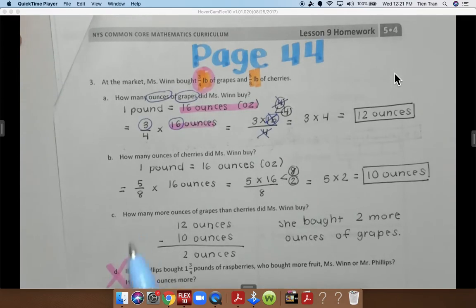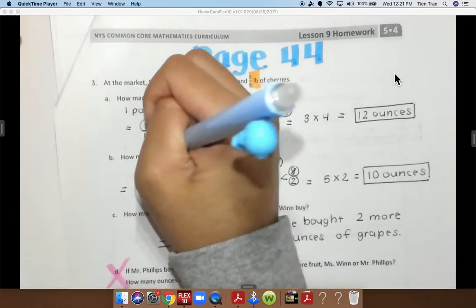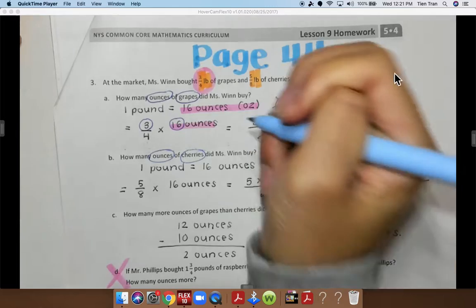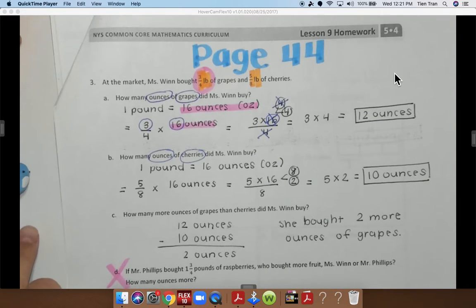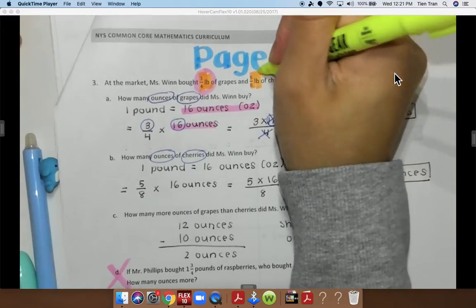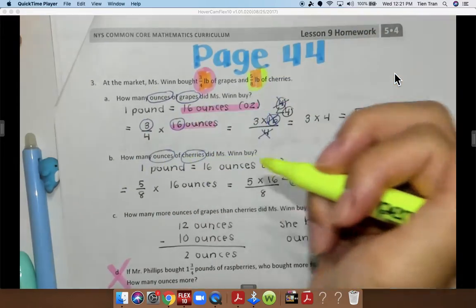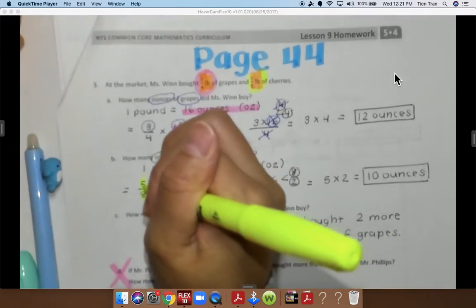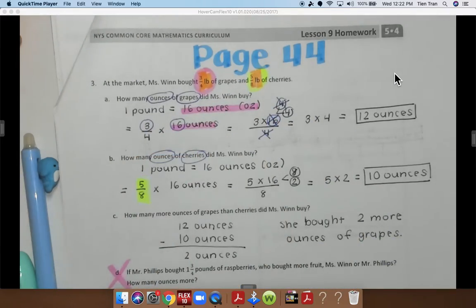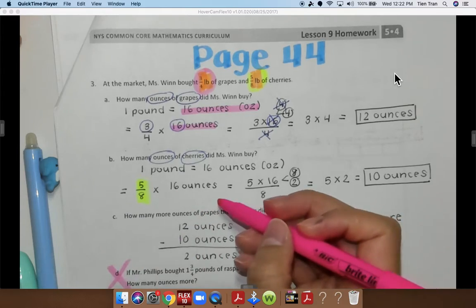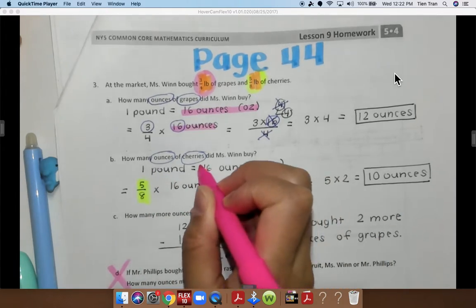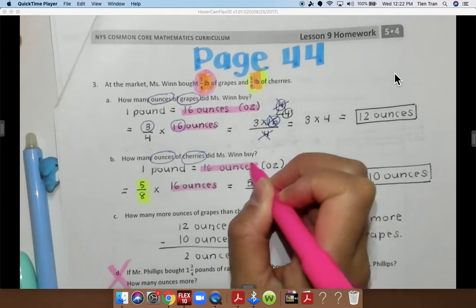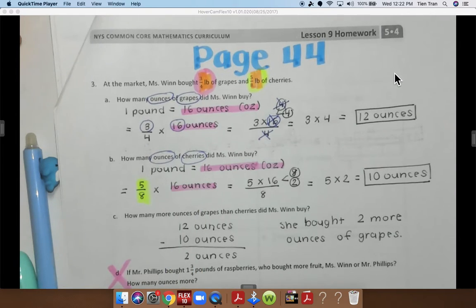For problem B, we have how many ounces of cherries did Miss Wynn buy? For cherries, we have 5/6 pounds, sorry, not 5/6, 5/8 pounds of cherries. So that's where that number 5/8 comes from. And where does 16 ounces come from? We know that 1 pound is equal to 16 ounces. So that's why we have 16 right here.